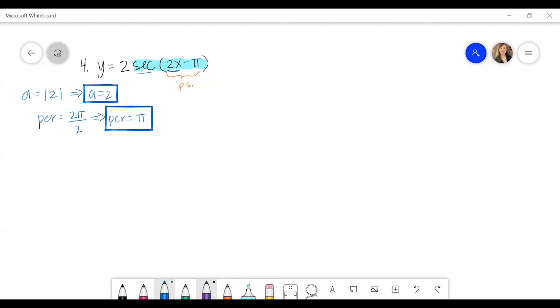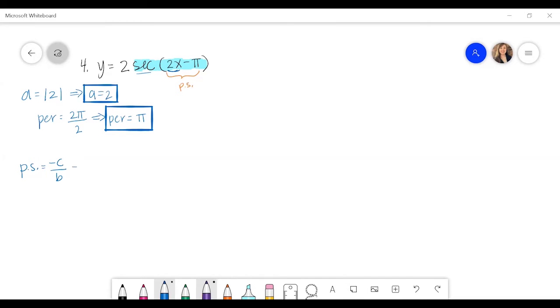So again, another way that you can approach this, this one in particular, you have to be a little careful with because there's a pi, but there's also a 2 here. When it comes to the phase shift, those two things work together. So we can write the phase shift as negative c over b.